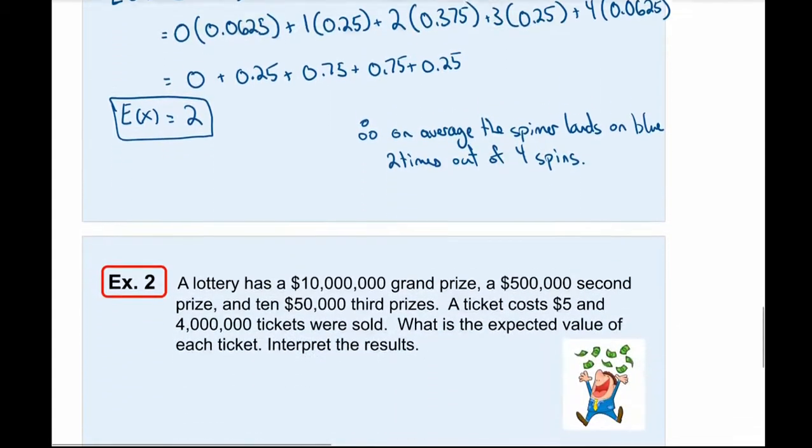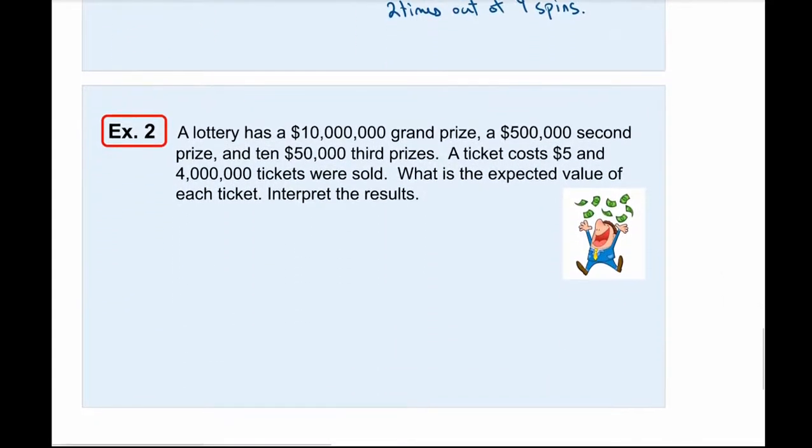We can also use this in a different way. Say, for example, a lottery has a $10 million grand prize, a $500,000 second prize, and 10 $50,000 third prizes. A ticket costs $5 and 4 million tickets were sold. What is the expected value of each ticket? Interpret the results.